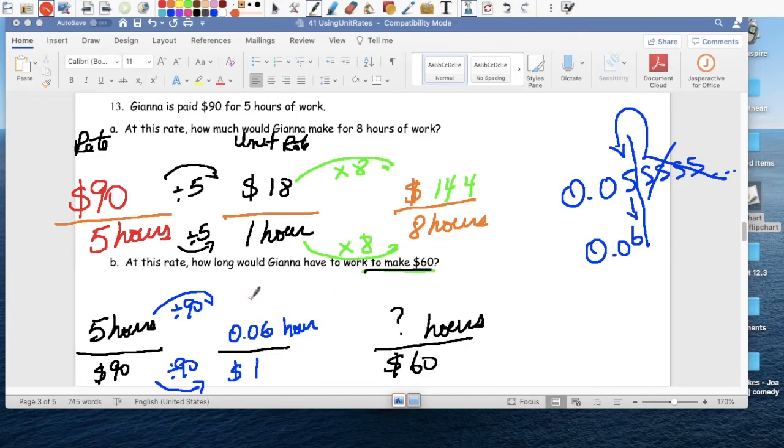Right? So if she wants, now I can use this. Ahora puedo usar the unit rate. Me pregunto, si ella quiere ganar $60, if she wants to make $60, how many hours does she have to work? Right, so now I'm going to multiply this by 60. Y aquí también por 60. So 0.06 times 60 equals 3.6. So how many hours does she have to work to make $60? Tiene que trabajar 3.6 horas. And that, ladies and gentlemen, is your homework.